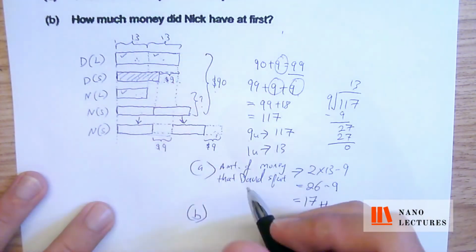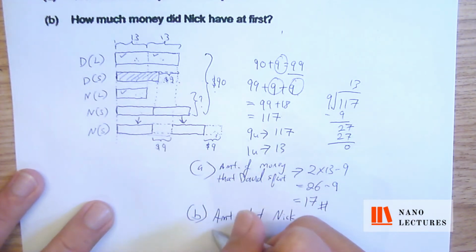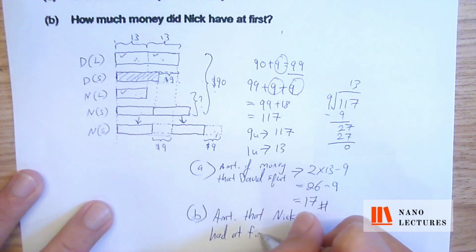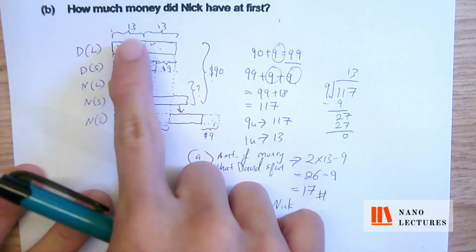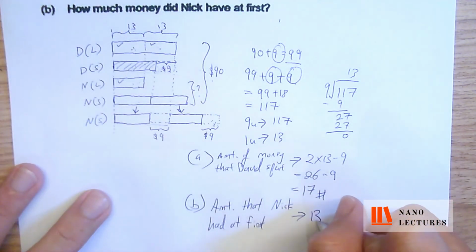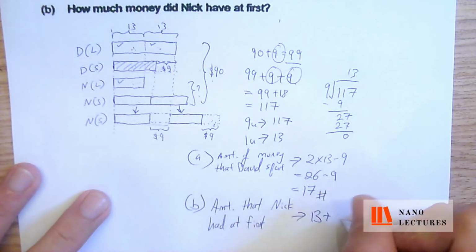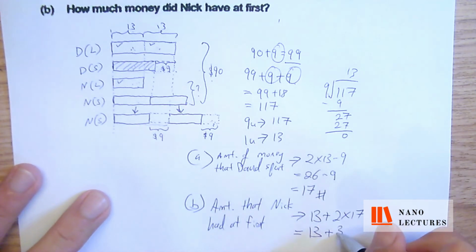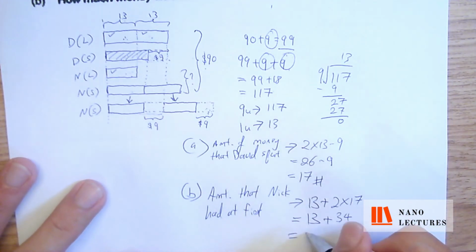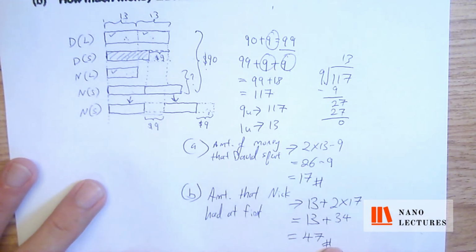So how much he had at first? The amount that Nick had at first will be the amount that he had left, which is 1 short bar, 13, plus 2 long bars, and each long bar is 17. So it's 13 plus 2 times 17. So it's 13 plus 34 equals 47. So this is the amount of money that Nick had at first.